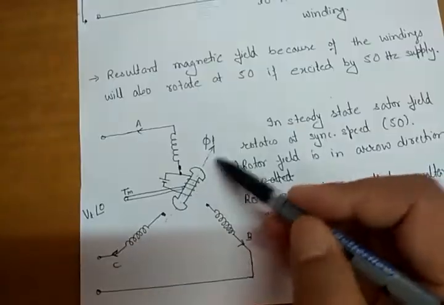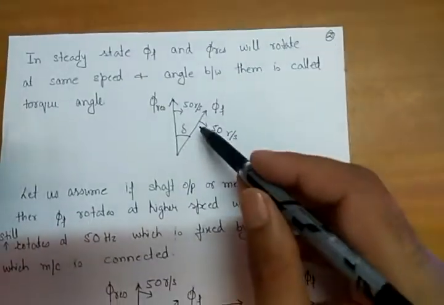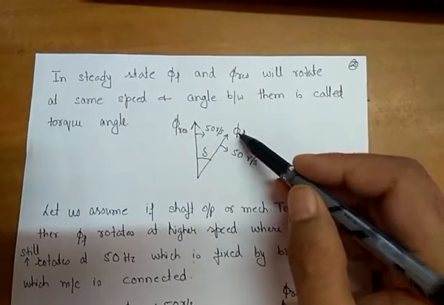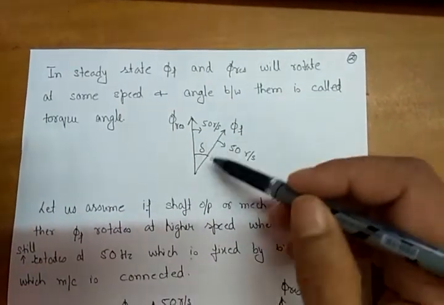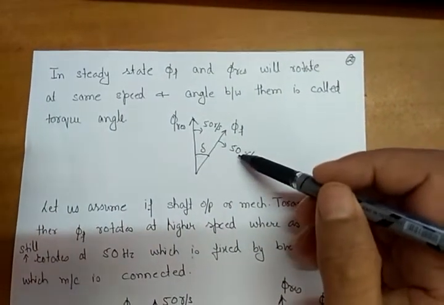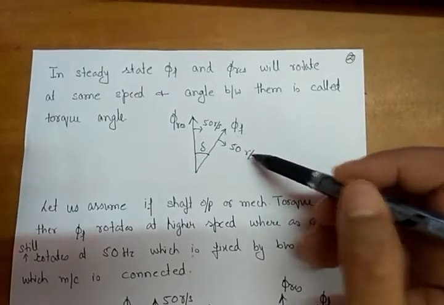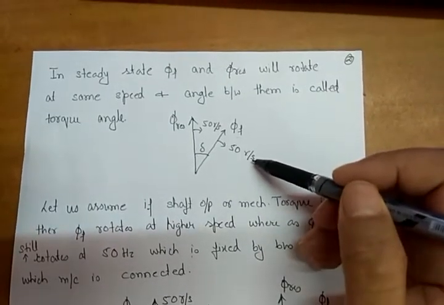Here I have shown the direction of phi f in this diagram. It is in the arrow direction. Okay, suppose I am saying that phi f and phi resultant both are rotating at the same speed, which is nothing but 15 rotations per second. R per s means rotations per second.